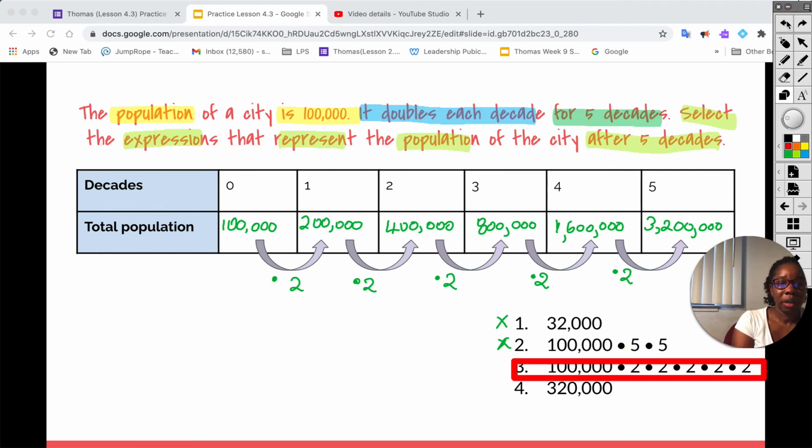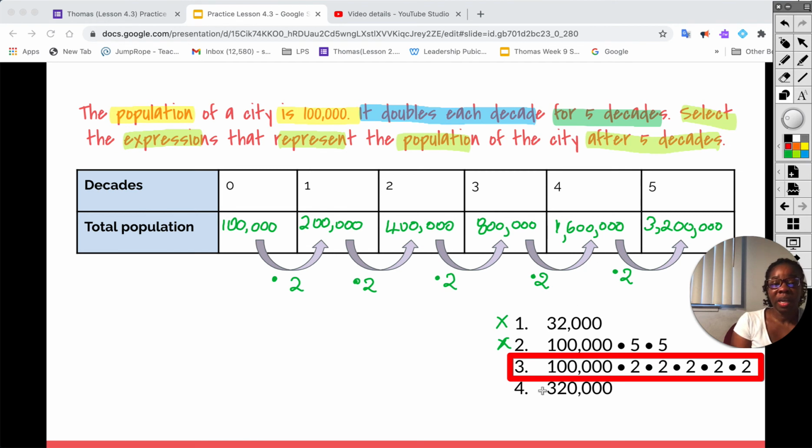Let's do that again. Yeah, so this is the same as 100,000 times 2 to the 5th power, and the 2 to the 5th is just written out in expanded form.